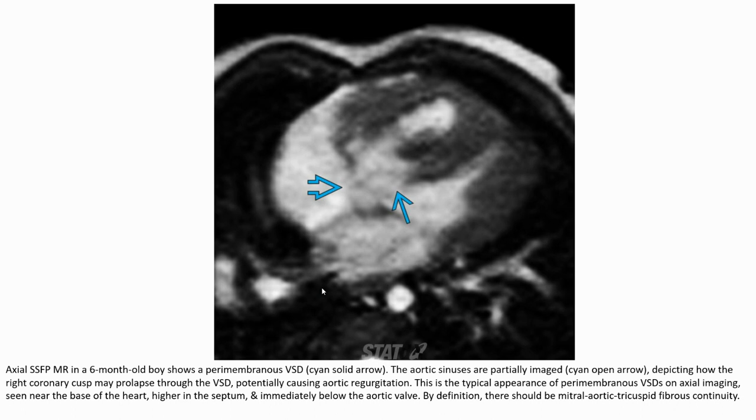This cardiac image shows a perimembranous VSD. The aortic sinuses are partially imaged. Note how the right coronary cusp may prolapse through the VSD, potentially causing aortic regurgitation. This is the typical appearance of perimembranous VSD in axial image seen near the base of the heart, high in the septum and immediately below the aortic valve. By definition, there should be mitral aortic tricuspid fibrous continuity.